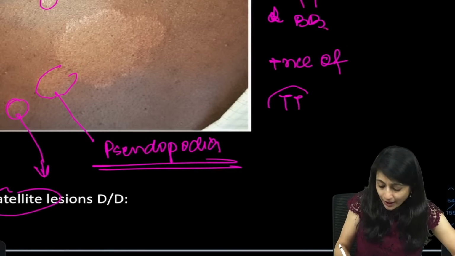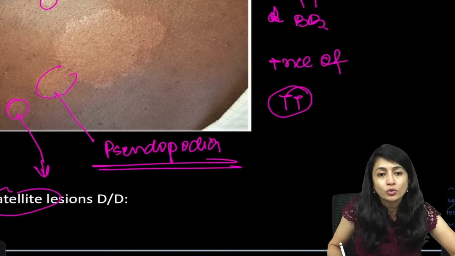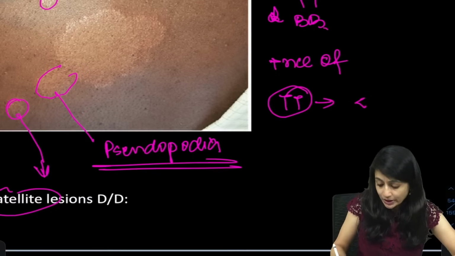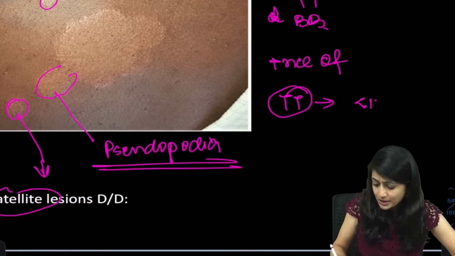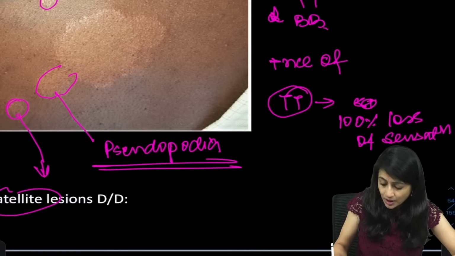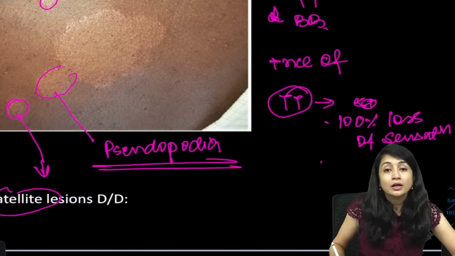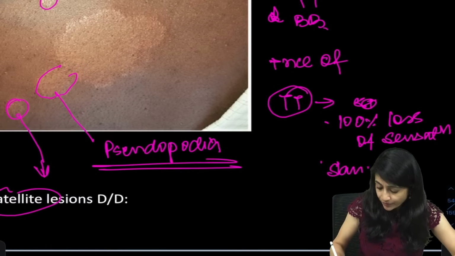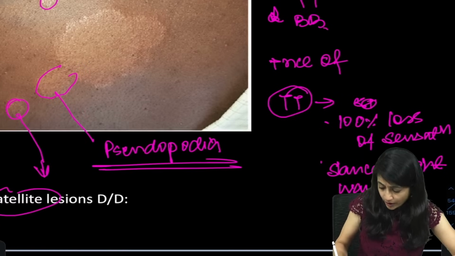Features. If they want to ask me about TT, they will tell me a few things. There would be a single lesion, and there will be 100% loss of sensation. TT has 100% loss of sensation, and the description is called saucer right way up. TT is rarely asked.